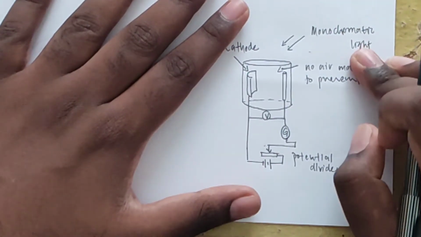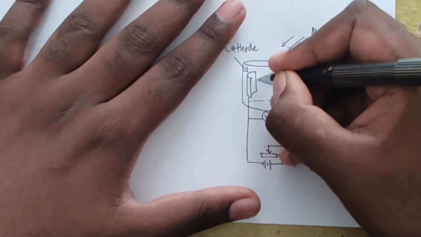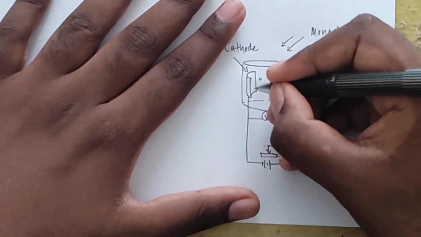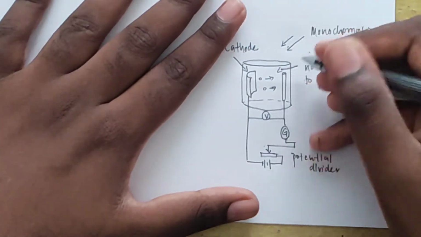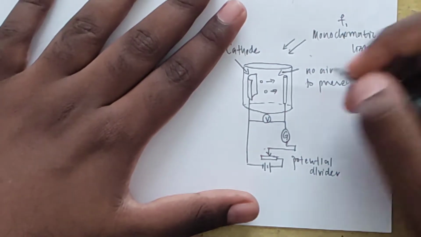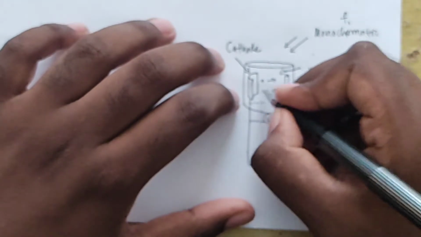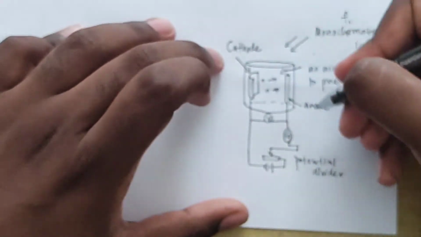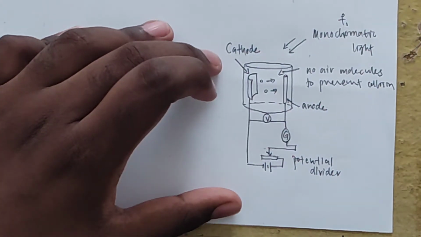So when we shine monochromatic light on the cathode, it is going to produce some photoelectrons. So there'll be electrons escaping from the cathode and moving towards the anode as fast as possible. It depends on the frequency of the light, so we'll talk about it later. But over here, there'll be electrons escaping from the cathode and reaching the anode, which completes the circuit, which means there'll be electricity flowing.